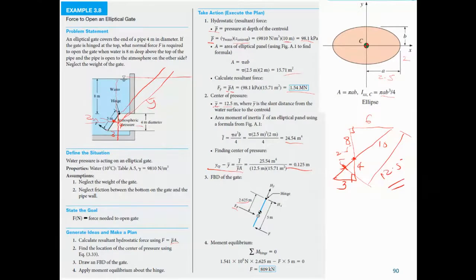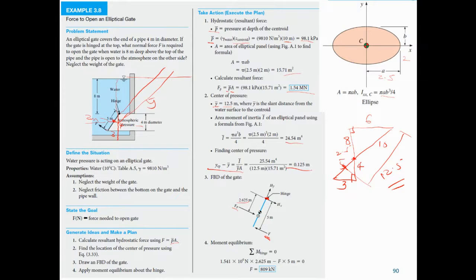The hinge has two reactions, if you remember from your statics: horizontal and vertical. And this is the force that we want to overcome. We want to open the gate. The force has to be at least equal to the pressure force to be able to push it. So we just take moment about the hinge. We don't need to find Hx and Hy, because when we take moment about the hinge, Hx and Hy will vanish. Then we can find F.